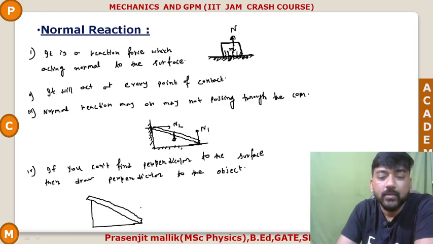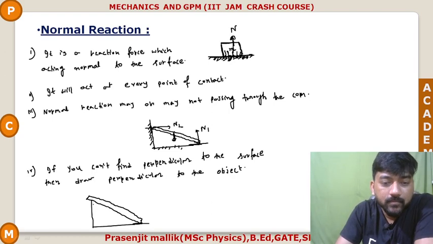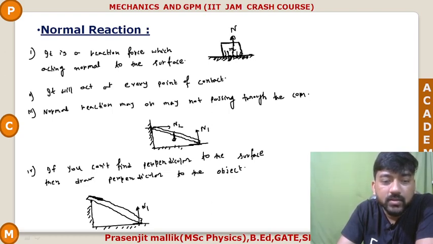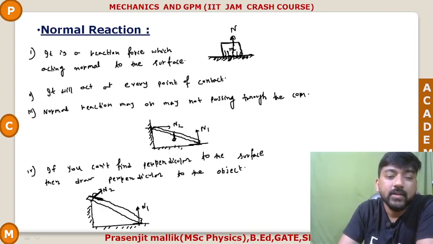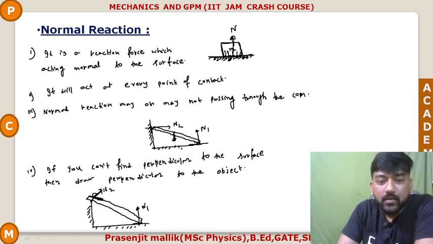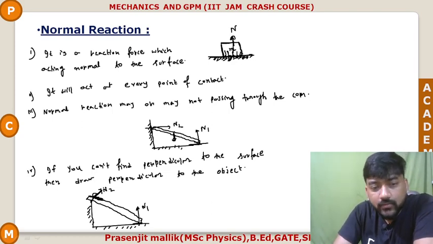So what will happen? You can find the perpendicular to the contact surface here, that will be known, but you can't find the perpendicular to the surface here. But you can find the perpendicular to the object, because this is the surface of the object. So you can draw the normal direction something like this. So this is perpendicular to the object. So when you can't find the perpendicular to the contact surface, you should draw the normal direction perpendicular to the object.